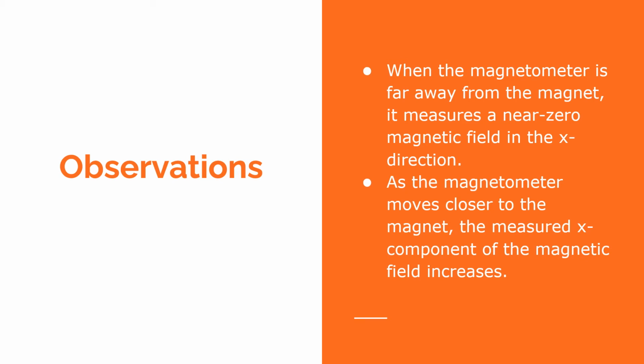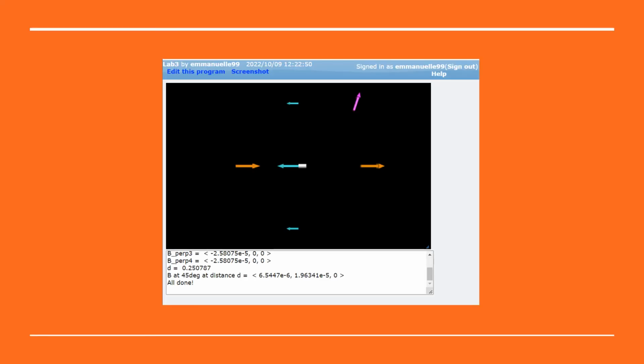Some of the observations we made from the data we collected were that when the magnetometer is far away from the magnet, there's a near zero magnetic field in the x direction, and as the magnetometer moves closer to the magnet, the x component of the magnetic field increases, which makes sense because we know that when something is closer to a magnet, the field will be stronger because it has an inverse relationship with the distance.